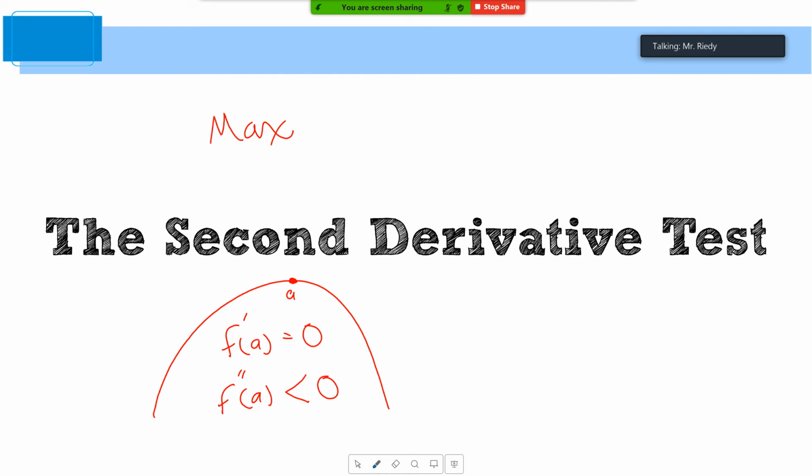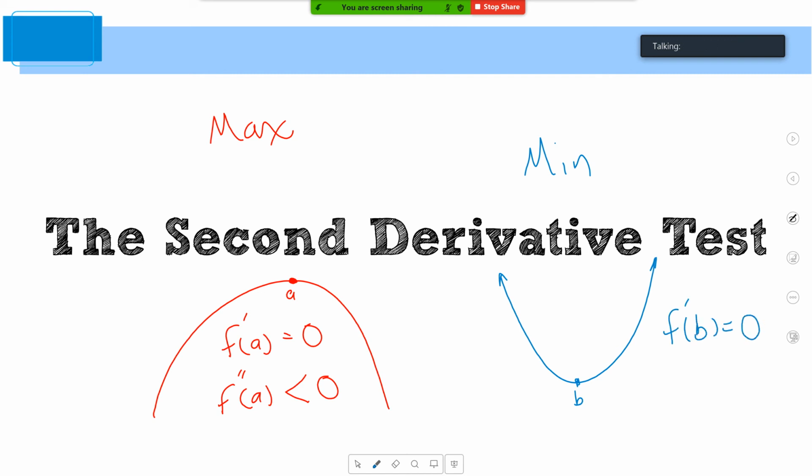We flip that for the other one. Okay, min. We'll call this point B. If f prime of B is equal to 0 and f double prime of B is greater than 0, then we get a min.